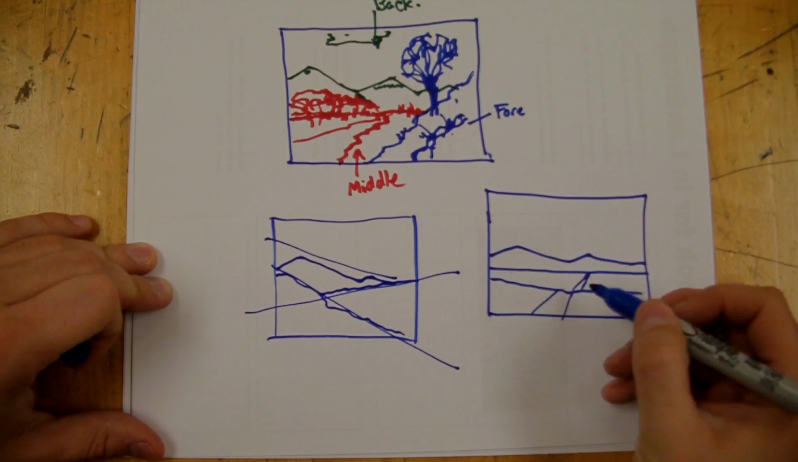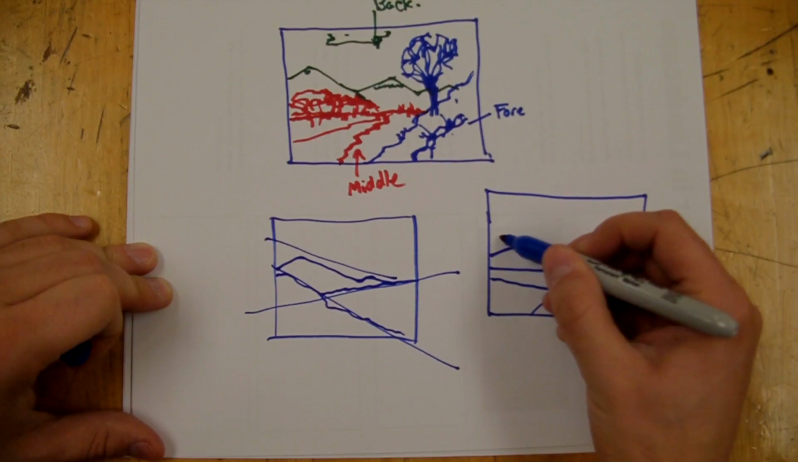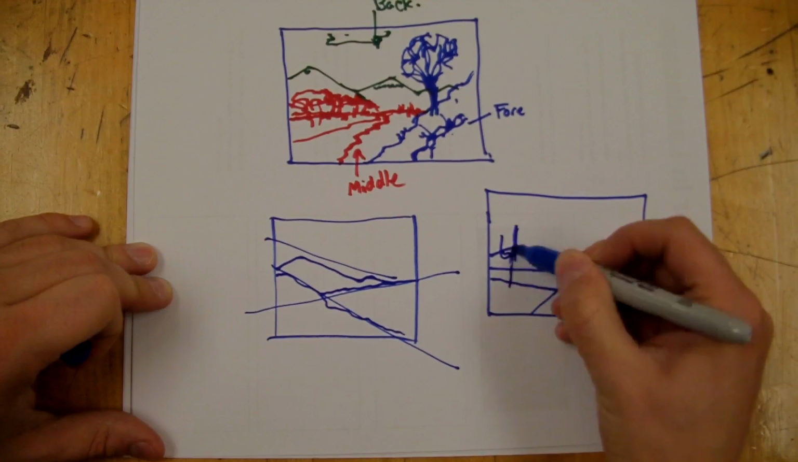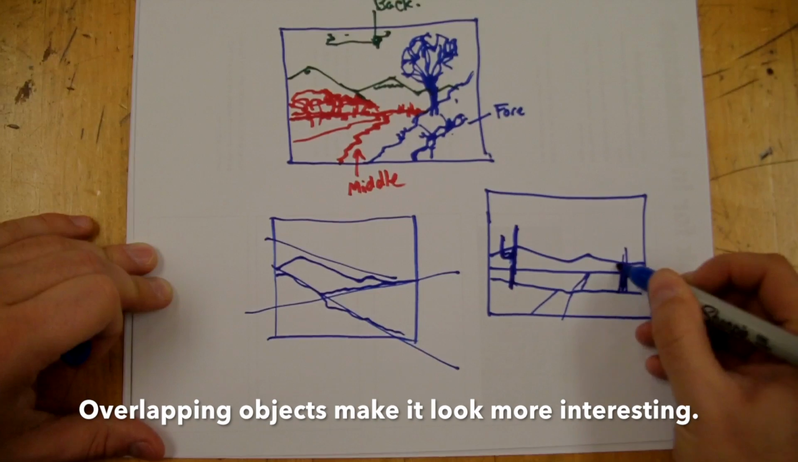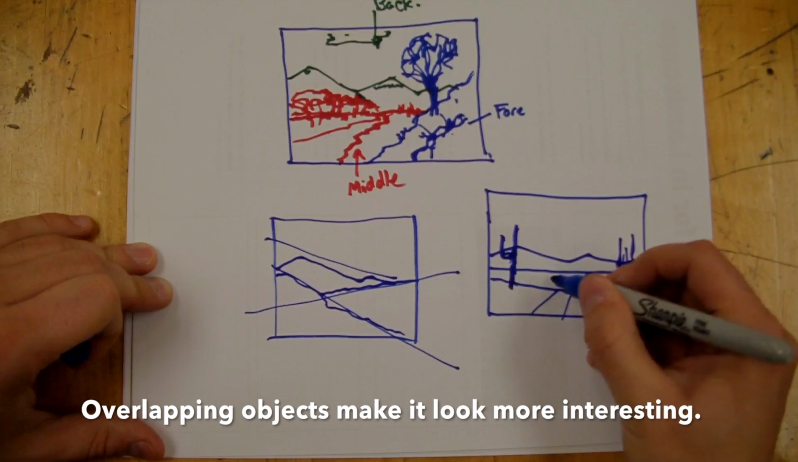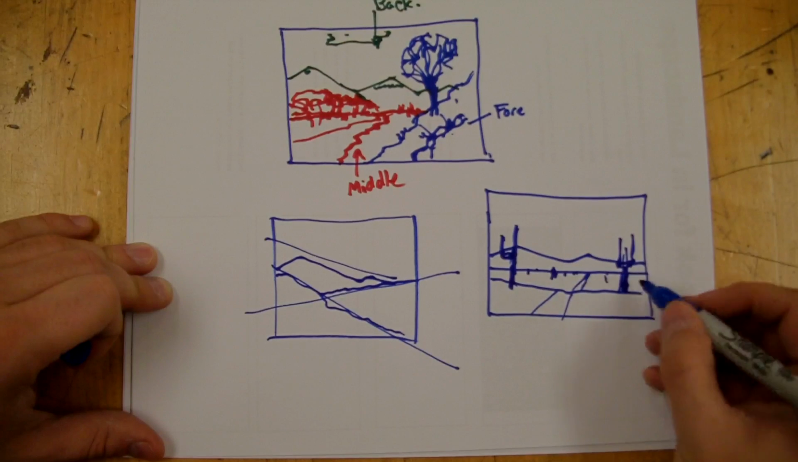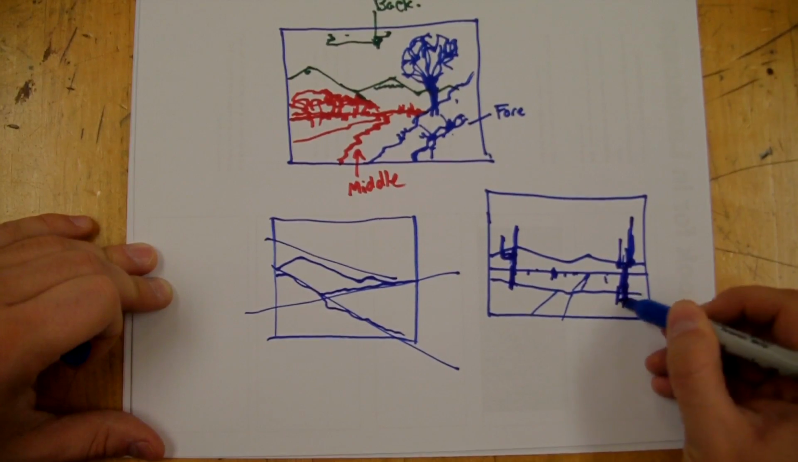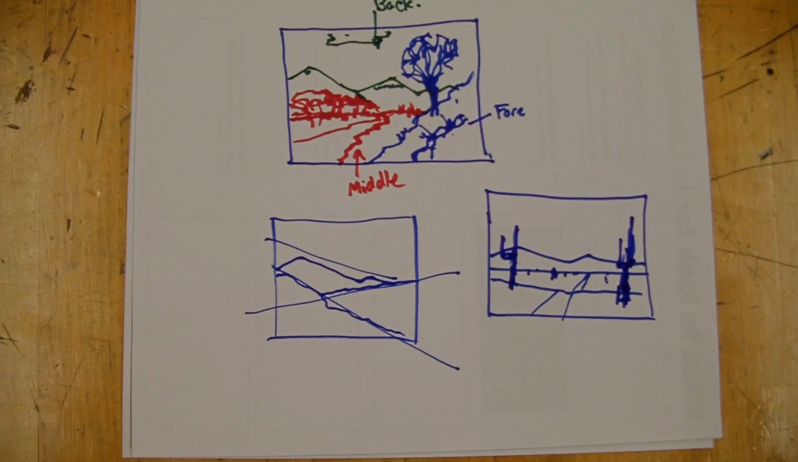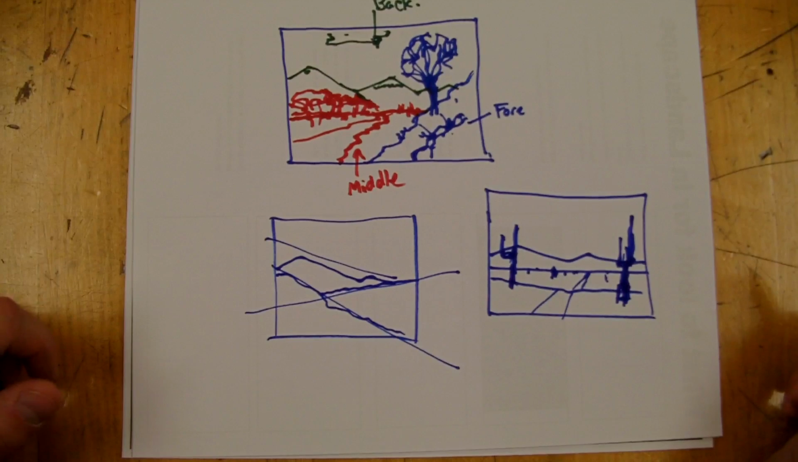For instance, let's say I go back into this one. One way that I could make this more interesting is let's add some cactuses. So I'm going to put a cactus right here. Maybe I'll put another cactus over here. So now all of a sudden, I'll put some cactuses back here to show some size. So you can see that now I've got these objects interacting with the background, that starts to make it look a little bit more interesting because I'm overlapping the things behind it.